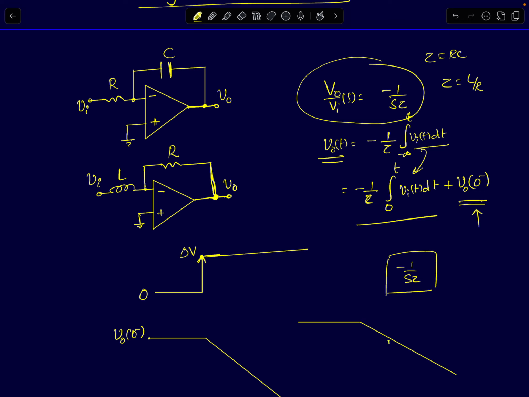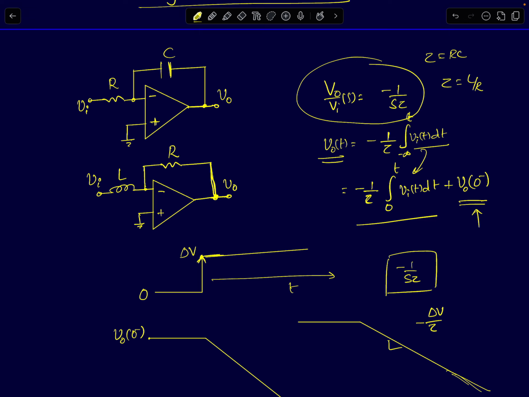And what is the slope with which it will decrease? It will decrease with a slope of delta V by tau with a minus sign. And it will keep on going, and eventually it will reach minus infinity. If you wait sufficiently long, the more you integrate, the more negative values it will reach, and eventually it will go to minus infinity.